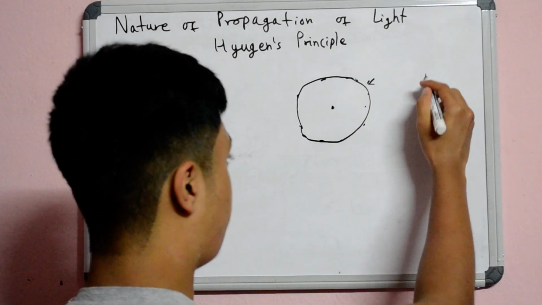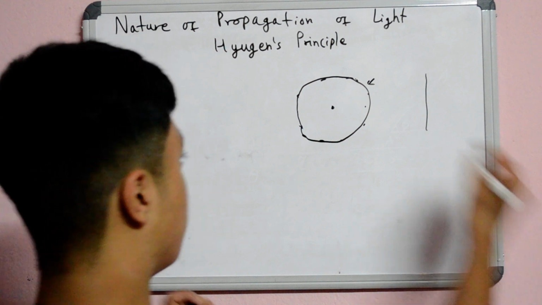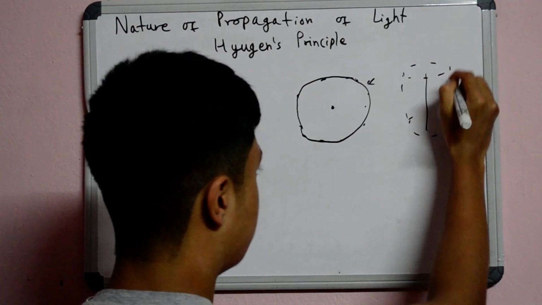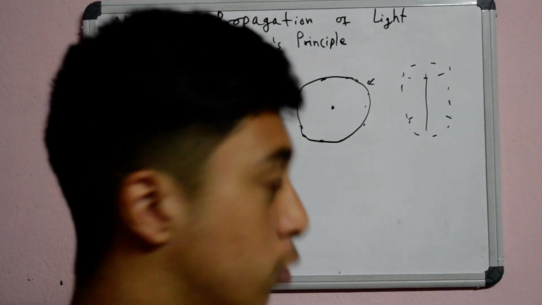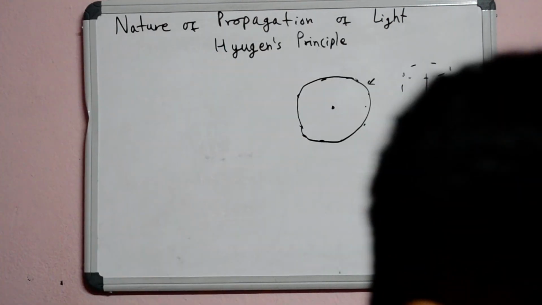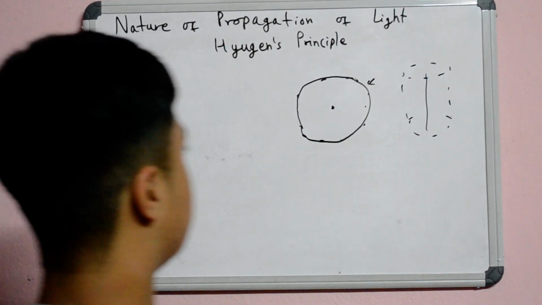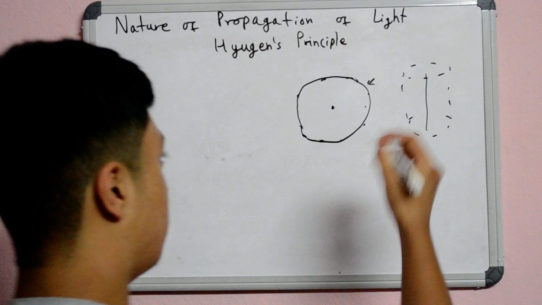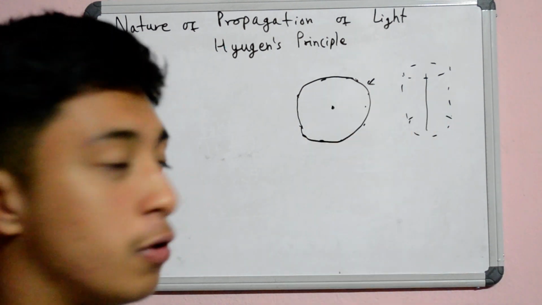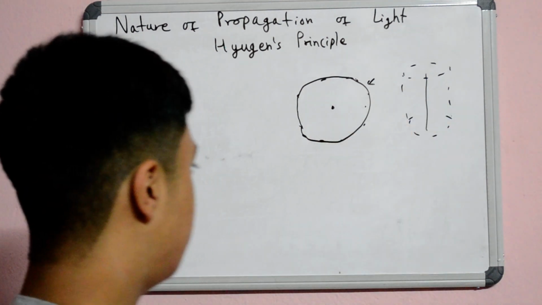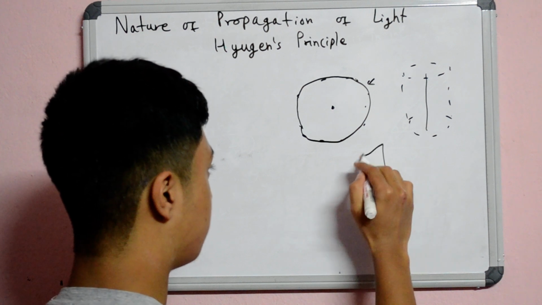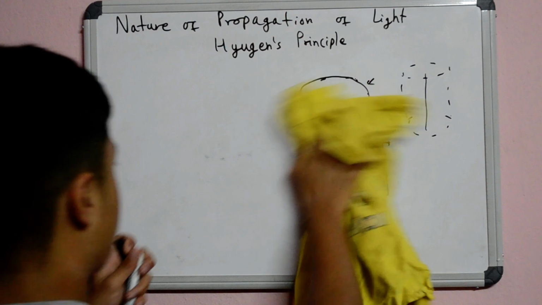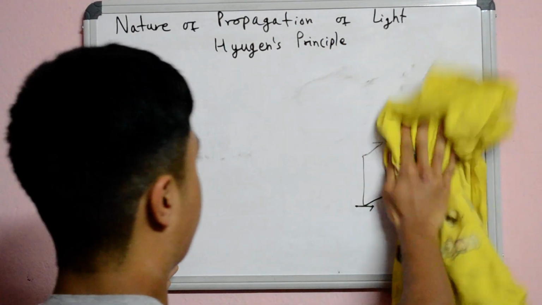Now due to a linear source of light, we will have a cylindrical wavefront. Now a plane wavefront is simply due to a very small portion of the cylindrical or spherical wavefront from a very distant source of light. So it will be like this. Now we know what a wavefront is.